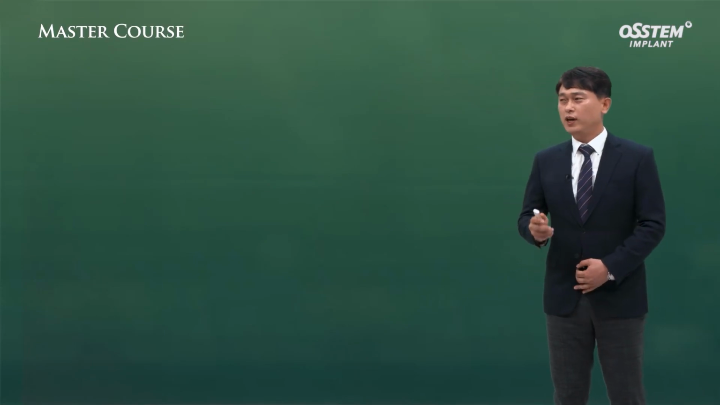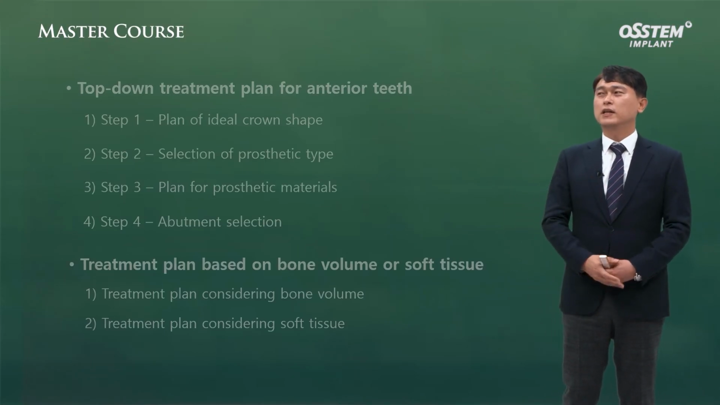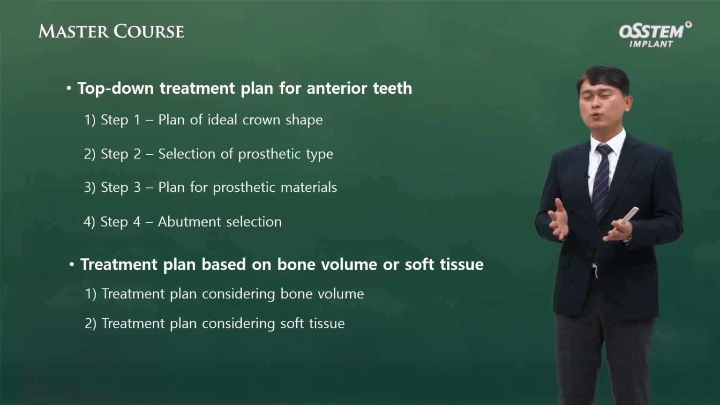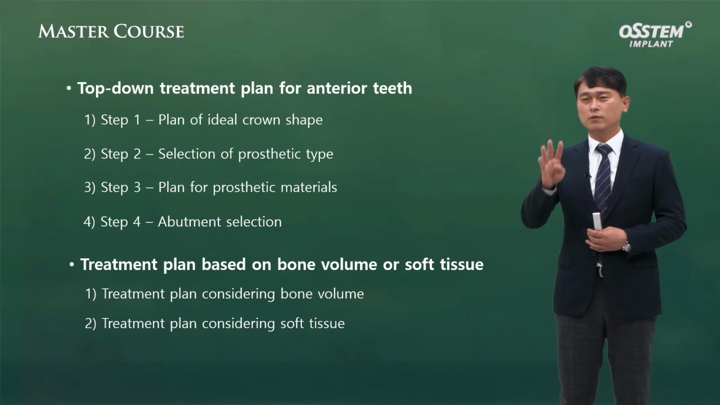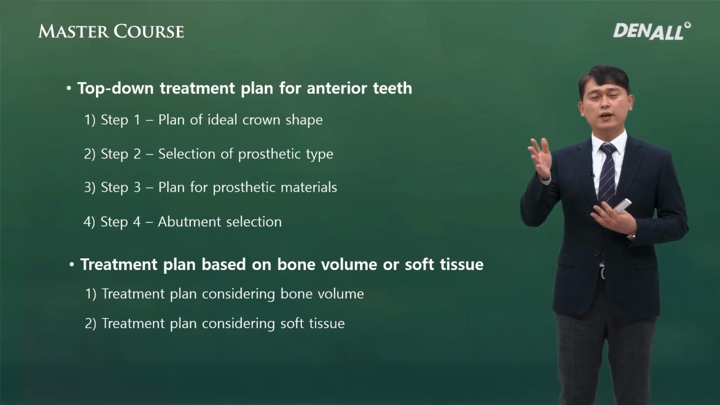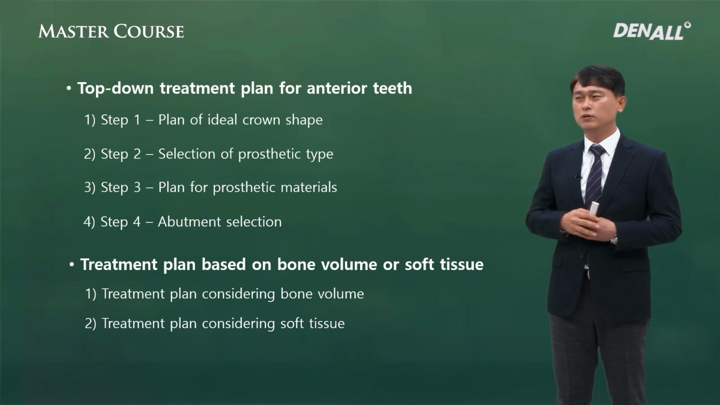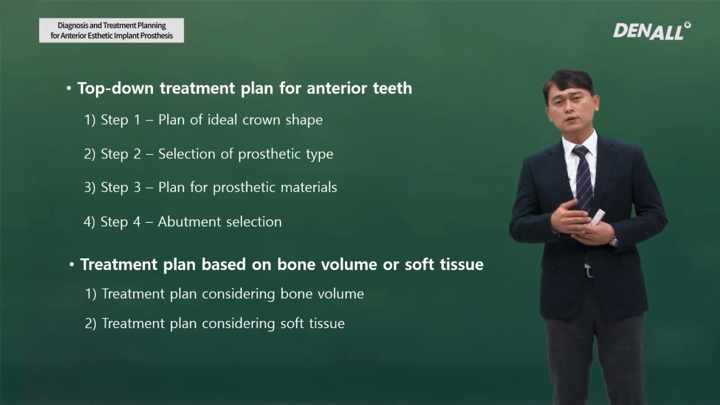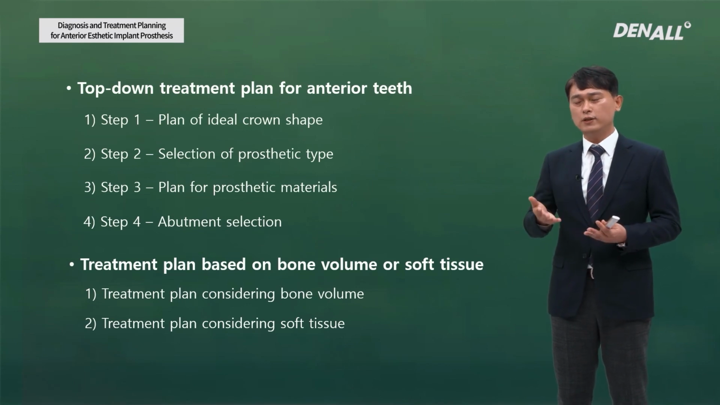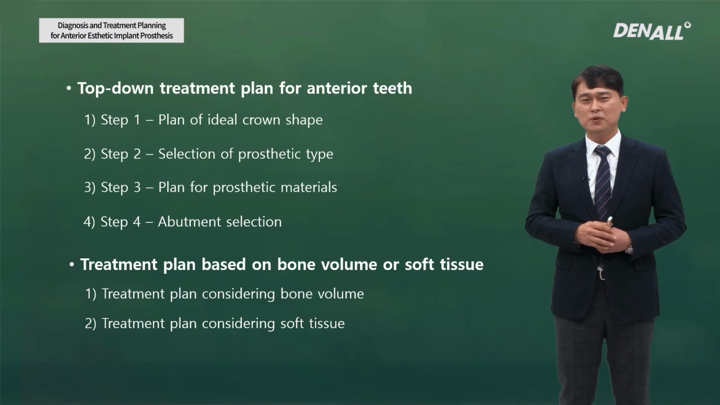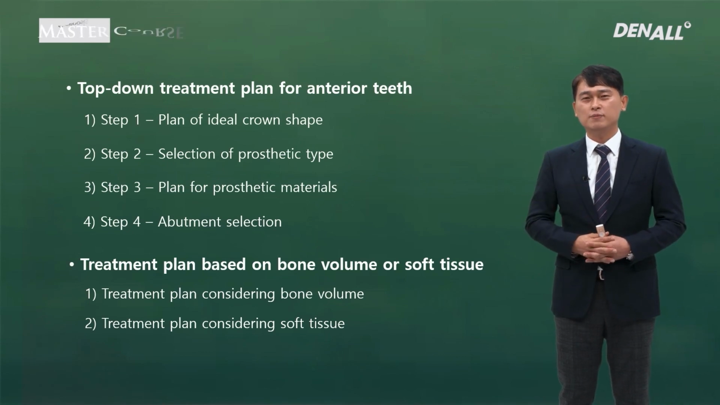Let me summarize today's lecture. Today, I focused on how to provide an aesthetic implant prosthesis in the anterior area. There are 4 factors to consider in the top-down method. I hope you come up with your treatment plan following these 4 factors, and depending on bone volume and soft tissue, you need to bear in mind what kind of things you need to consider. I've also emphasized several numbers. I would appreciate it if you memorize them.